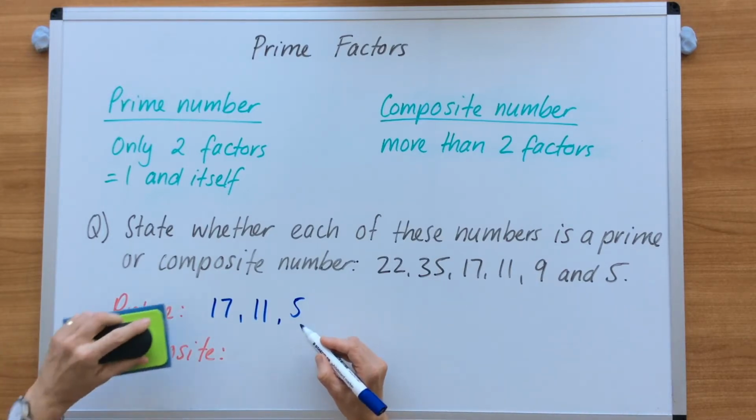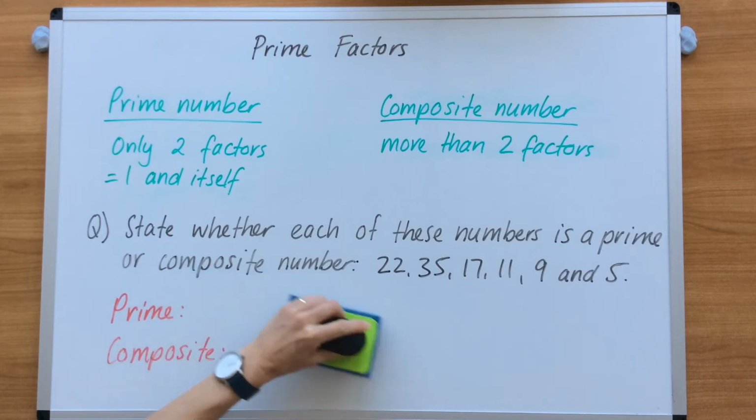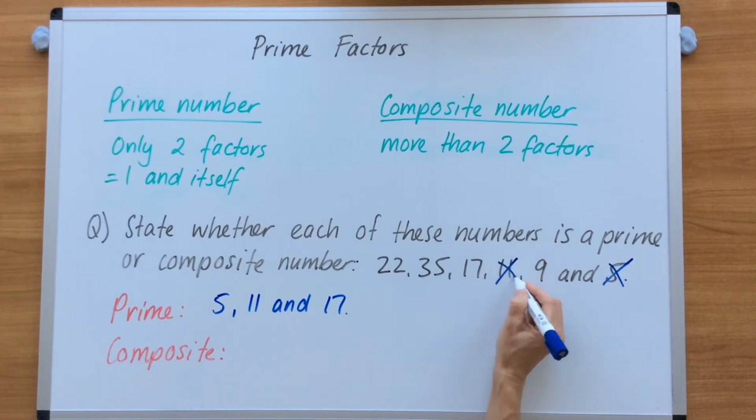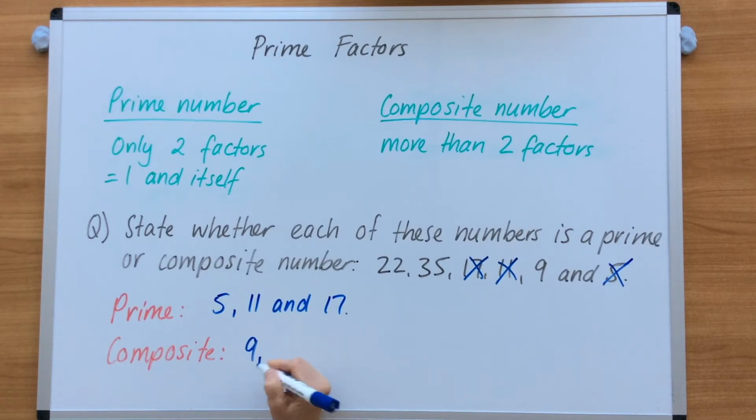Now, when you write prime numbers, you actually have to write them in ascending order. So, we have to rearrange those. 5, 11, and 17. Now, if I cross those out, what I have left over, and I'll write them down now, is composite numbers.